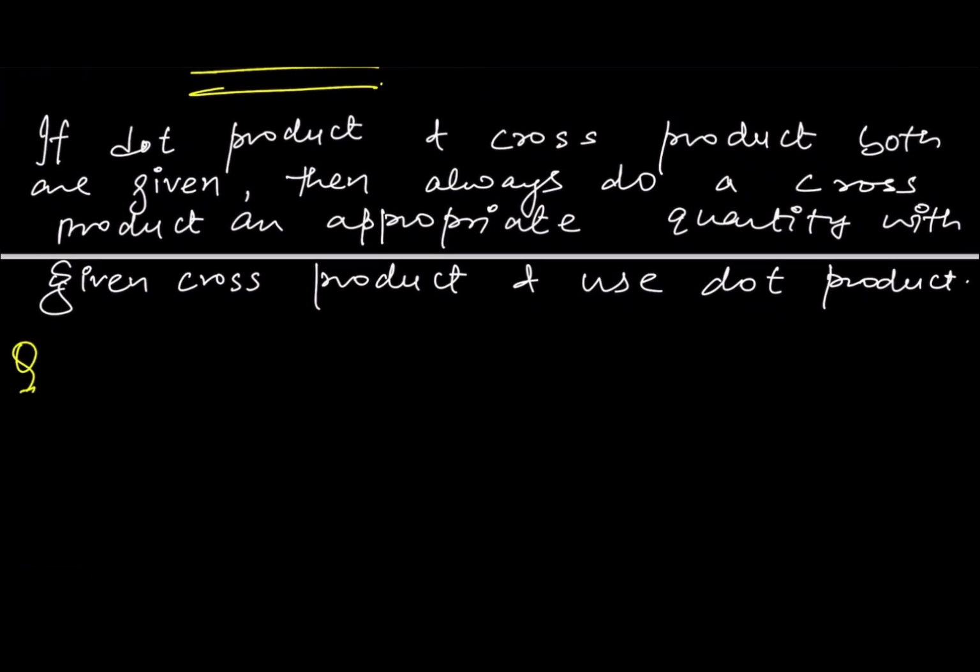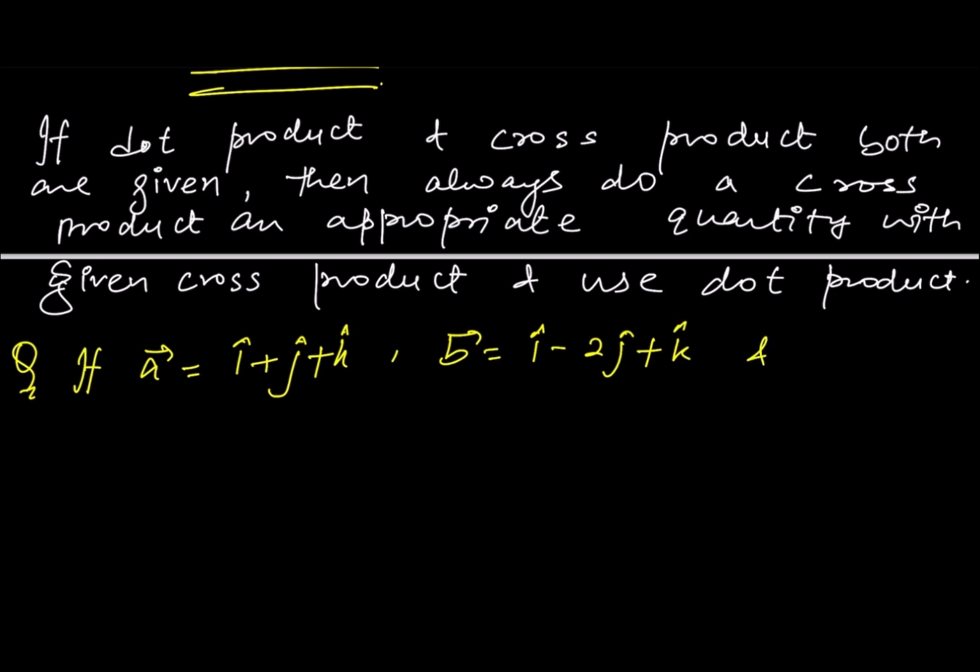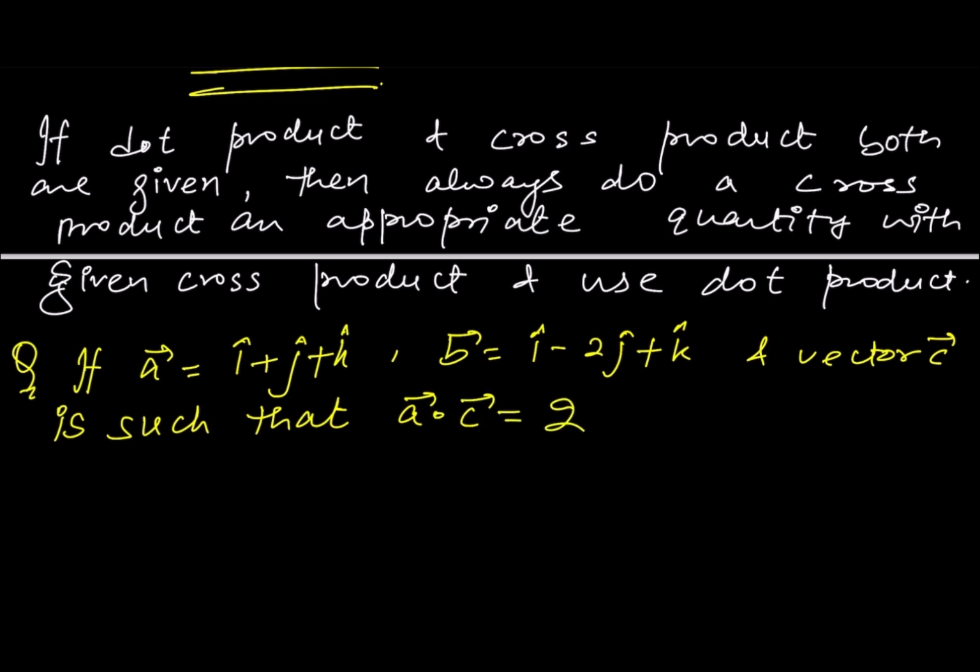Question is, if vector a is i cap plus j cap plus k cap, vector b is i minus 2j plus k, and vector c is such that a dot c is equal to 2 and a cross c is equal to vector b, then vector c is equal to question mark.